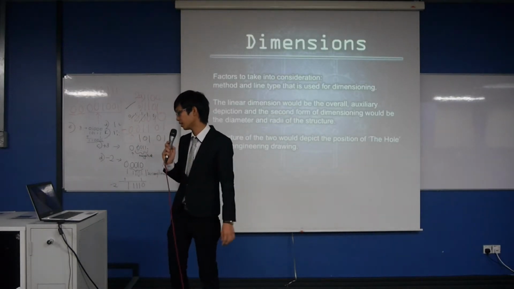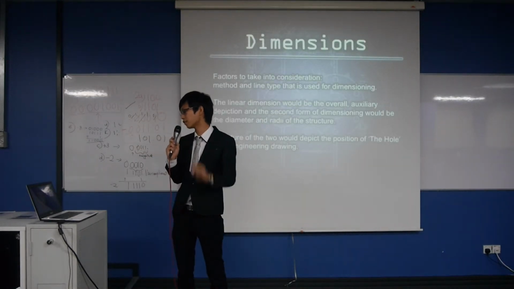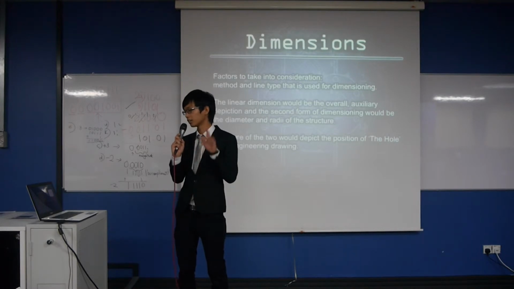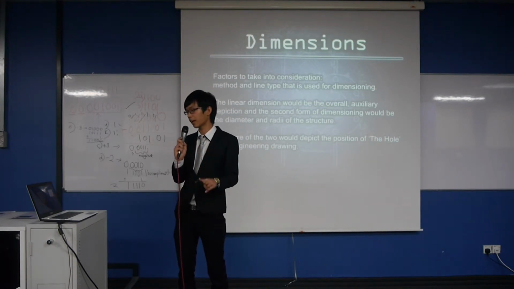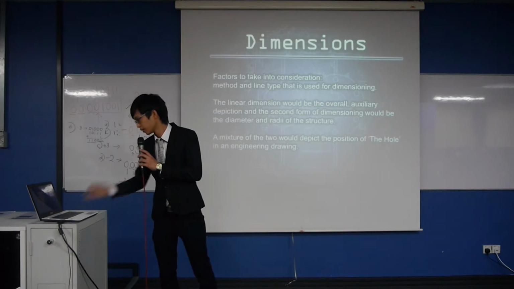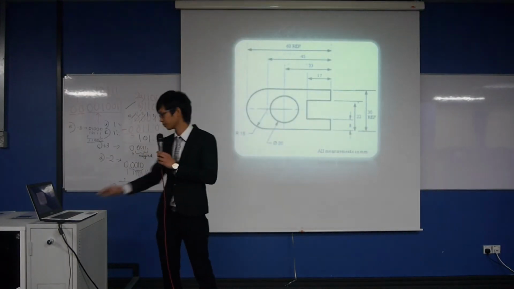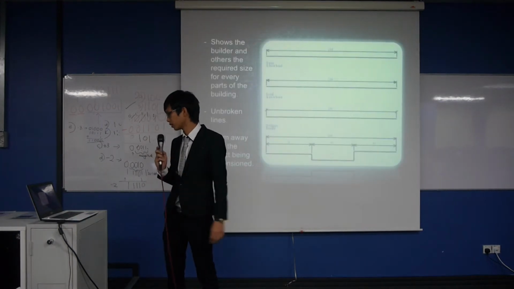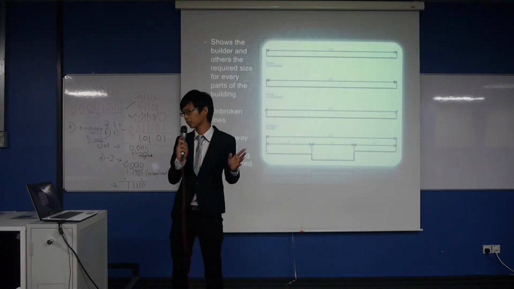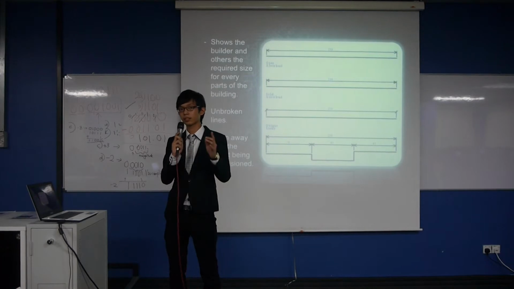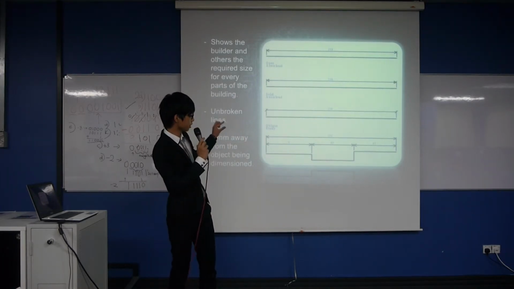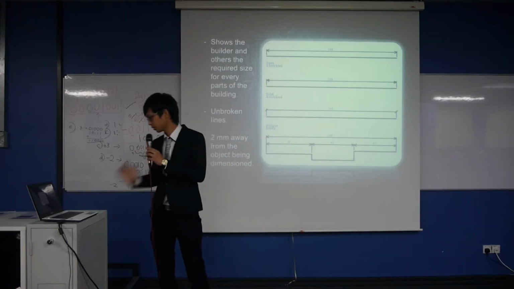The dimensions. In the dimensioning of engineering drawings, the factors to consider are the type, the depiction, the diameter, and the radii. This is an example of a drawing being dimensioned. All dimensioning arrows are unbroken and they are 2 millimeters away from the actual object.